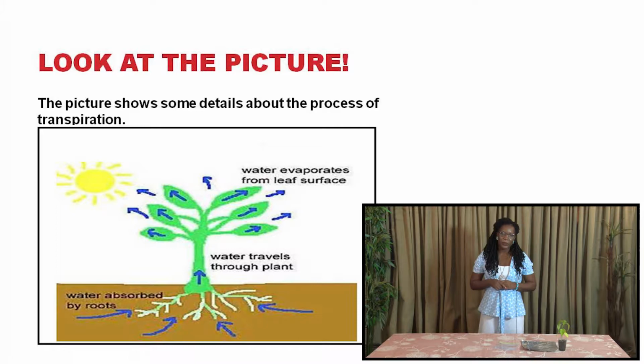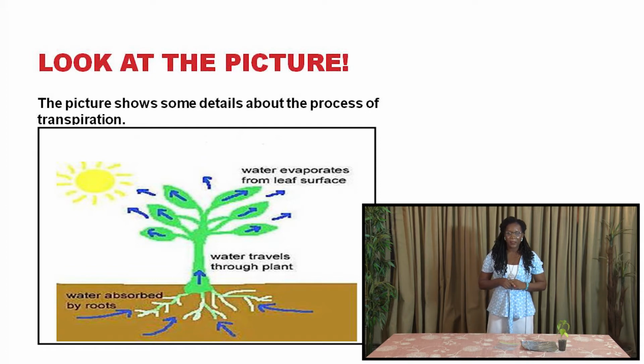The picture shows some details about the process of transpiration. Just follow the arrows. Water is absorbed by the roots. Water travels through the plant, and water evaporates from the leaf surface.